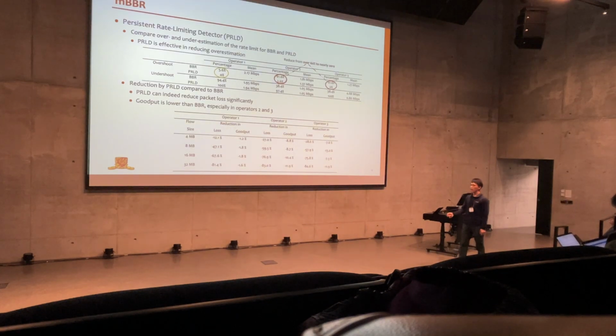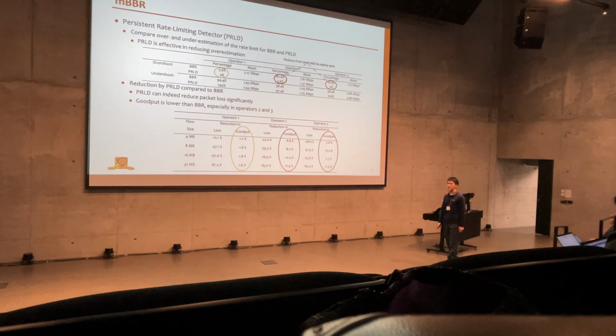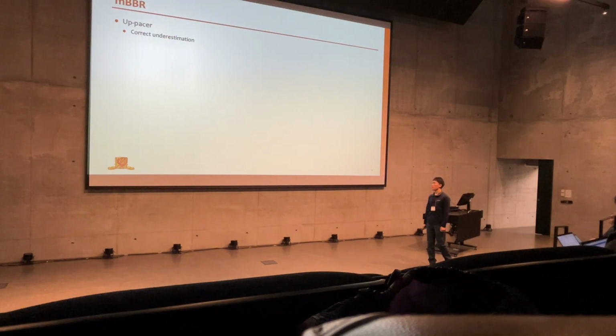And then we also consider the packet loss rate and the goodput. So let's see, it can indeed reduce the packet loss rate. But its goodput is lower than BBR, especially for orbital 2 and orbital 3. So the reason for it is that it tips the balance to underestimation. So that's why we propose another component called up pacer to correct for the underestimation.